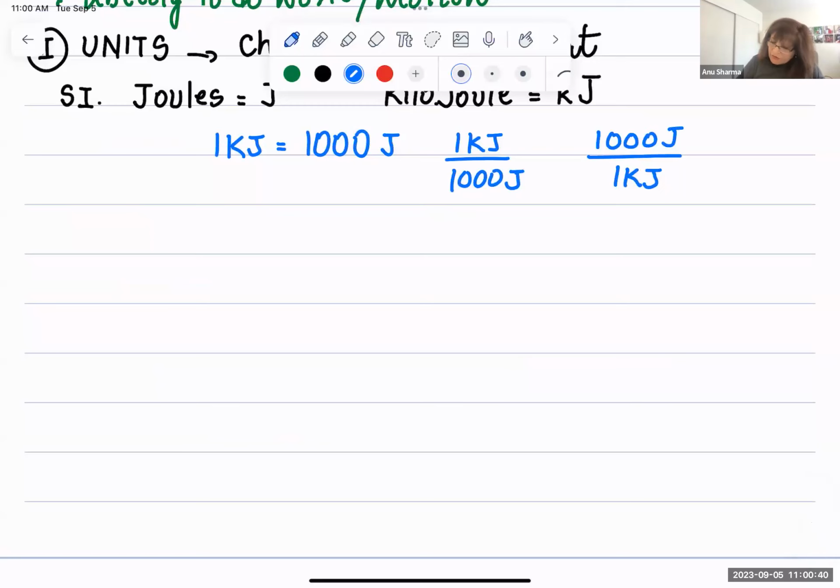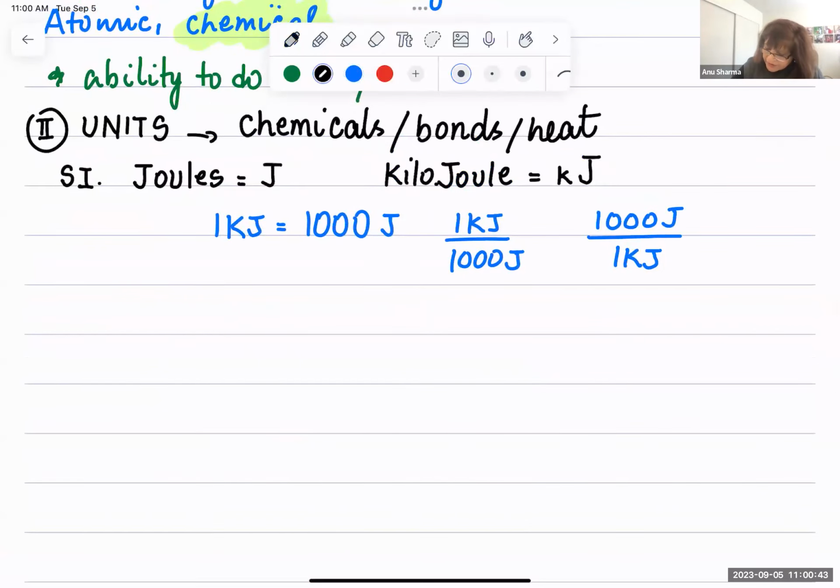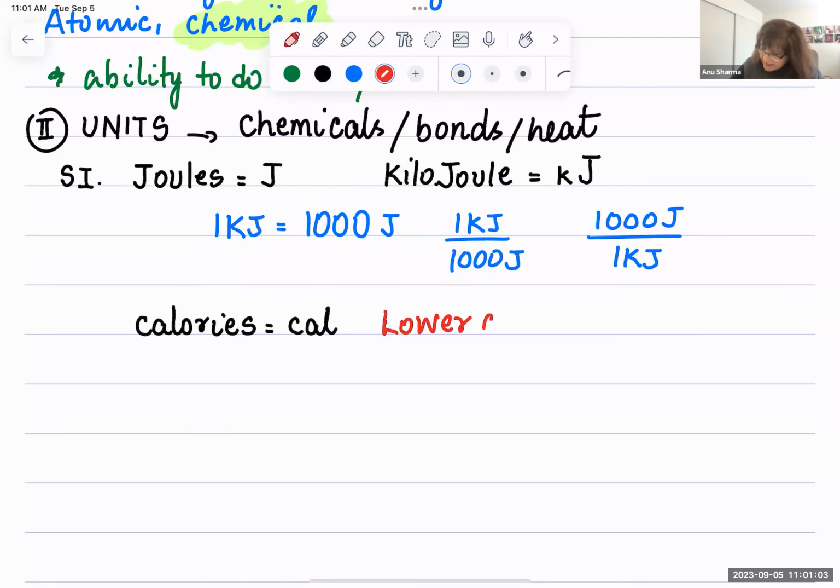Now, besides that, we also have another unit, which is called the calorie, and we write it with a small c. Let me write this in red. Pay attention to that: small, or lowercase, c. So, small calorie. Calorie means heat.